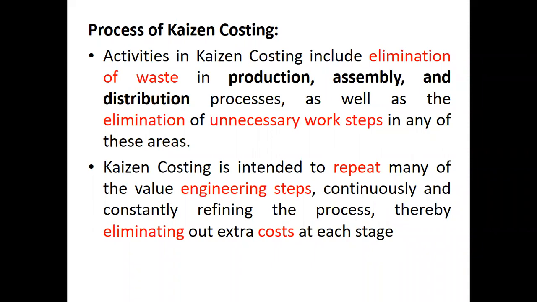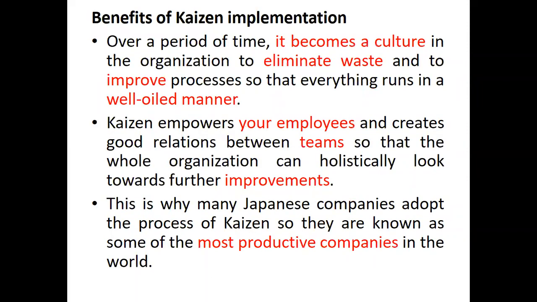So Kaizen helps there to eliminate the extra cost at every stage. काइजेन कहाँ पे काम करता है? एक्स्ट्रा स्टेप एलिमिनेट करने के लिए, एक्स्ट्रा एक्सपेंसेस eliminate करने के लिए Kaizen काम करता है. So Kaizen is used in the production system, assembly system, as well as in distribution. Since the purchase of raw material to sending the product to the market, यहाँ पे काम करता है.